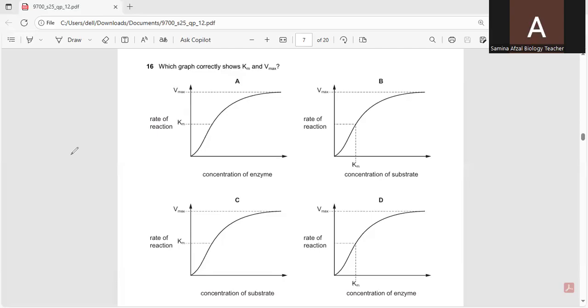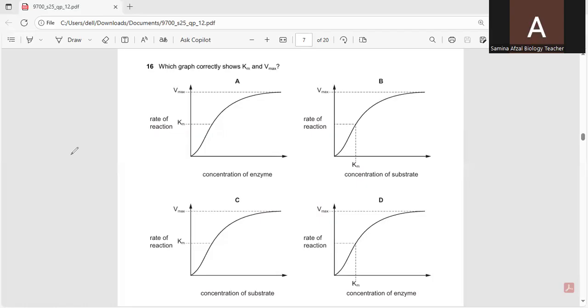And Km is the Michaelis-Menten constant. The Michaelis constant is the substrate concentration at which the reaction rate is half of the V maximum. So a low Km indicates high enzyme affinity for the substrate, meaning the enzyme reaches half its maximum speed at a low substrate concentration. A high Km indicates a low affinity. So for the rate of reaction, we have to find out the relationship between V maximum and the Michaelis constant.